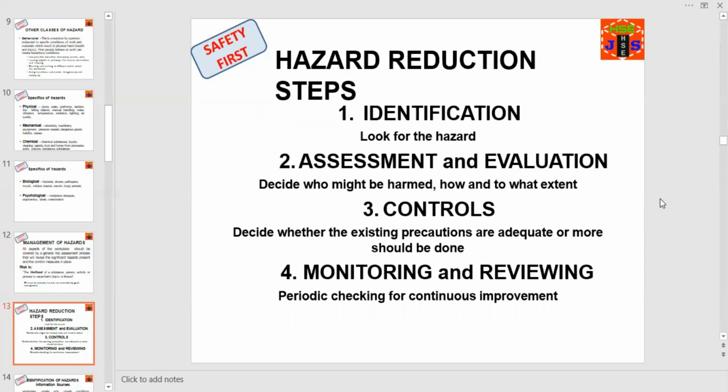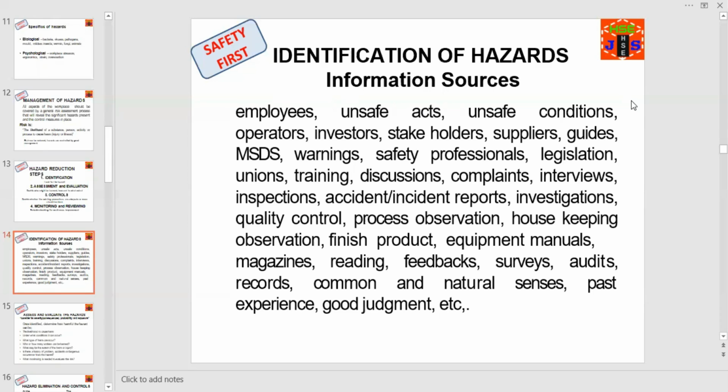Step number one is identification. Look for the hazard. Number two, assessment and evaluation. Decide who might be harmed, how, and to what extent. Number three, controls. Decide whether the existing precautions are adequate or more should be done. And number four, monitoring and reviewing, periodic checking for continuous improvement. Now we will go in depth on how to reduce the hazards.